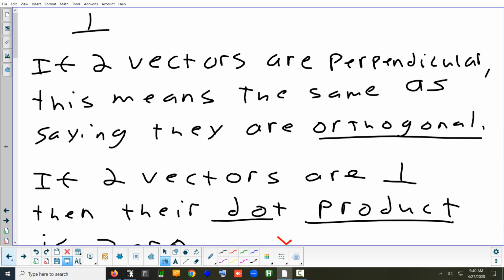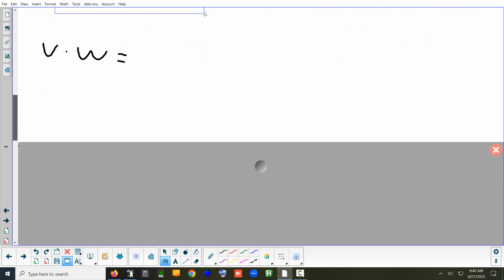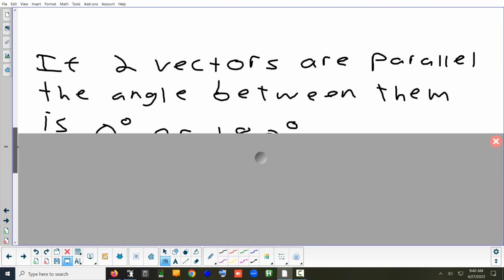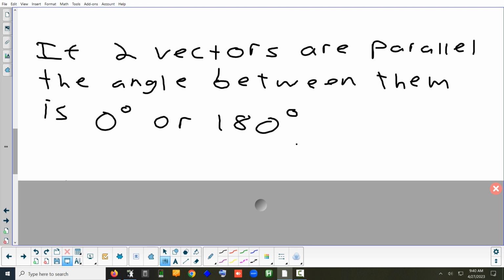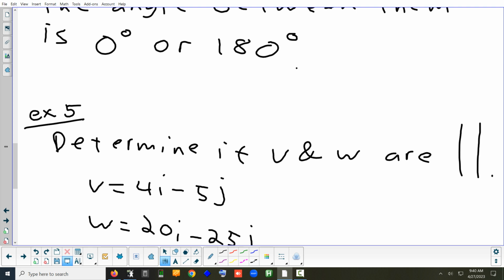So let's try one with parallel. And that'll be it. I already said that to you. If two vectors are parallel, the angle is either 0 or 180. And here's an example.